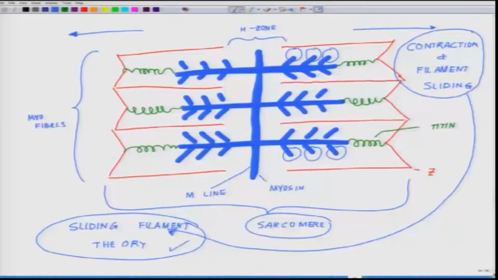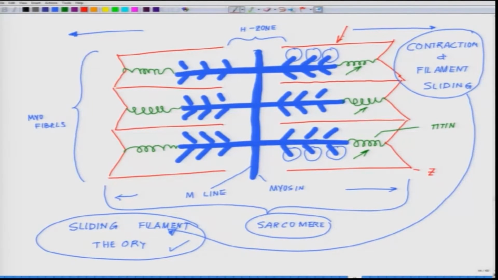So, this is the picture where we ended, where we have the sarcomere. You could see the sarcomere out here. You have the Z lines, the red. You have the titin molecules attaching to the myosin filament, thick myosin filament, and thin actin filament, which are shown in red.